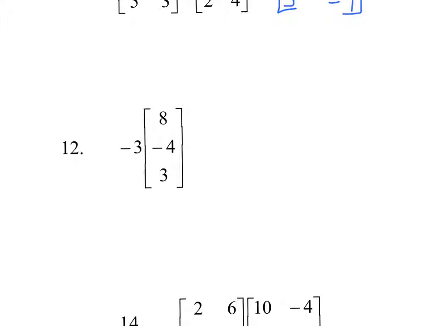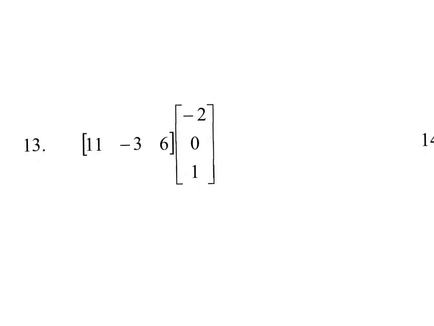Here's another one. We're just multiplying each one of these by negative 3. You can see this is a 3 by 1 matrix. It has 3 rows, but only 1 column. So just multiply them all by negative 3. Negative 3 times 8 is negative 24. Negative 3 times negative 4 is positive 12. Negative 3 times positive 3 is negative 9. And that's your answer. Scalar multiplication is a lot simpler than matrix multiplication, which we'll be doing soon.